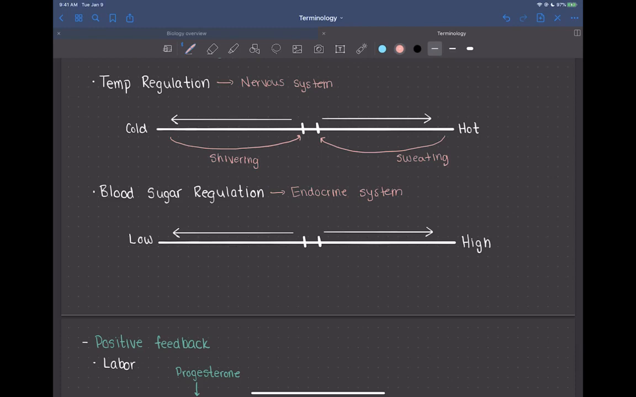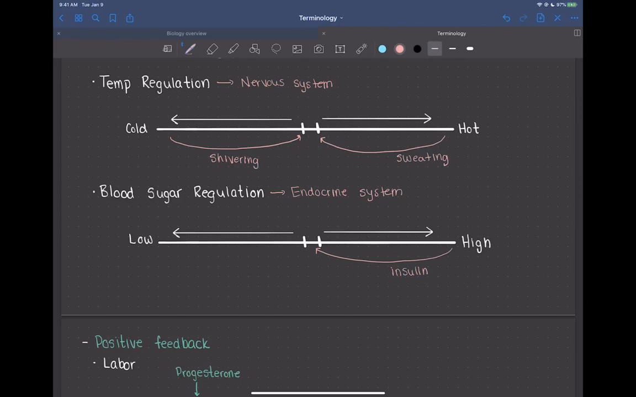What, maybe you know, maybe you don't, right? What hormone is going to bring that high blood sugar back down? All right, so that hormone is called insulin. Okay, so insulin is going to bring your blood sugar down back to the set point. So that is a negative feedback mechanism for maintaining your blood sugar.